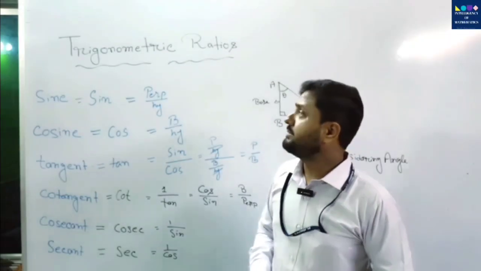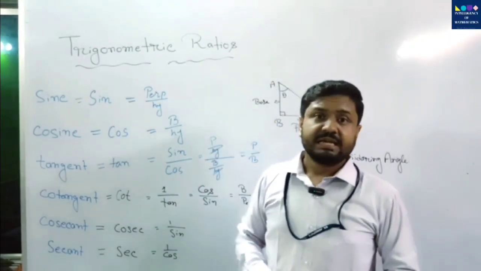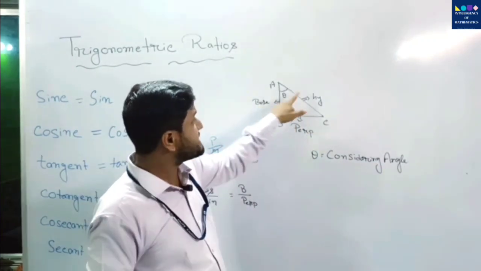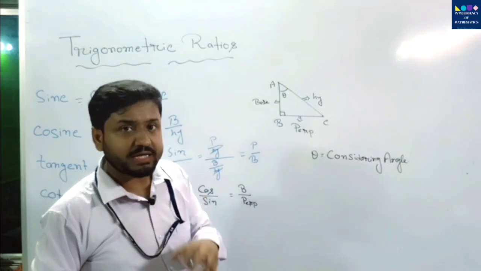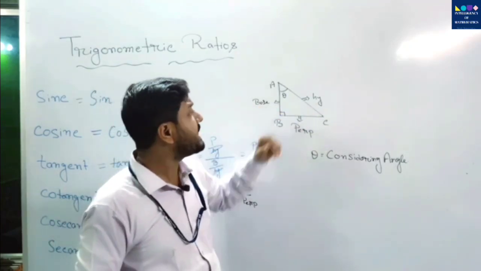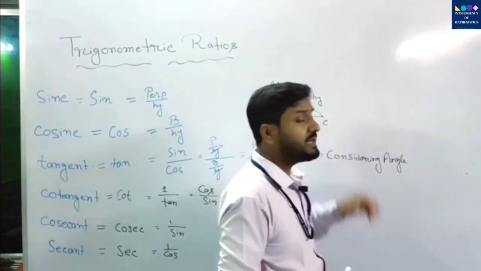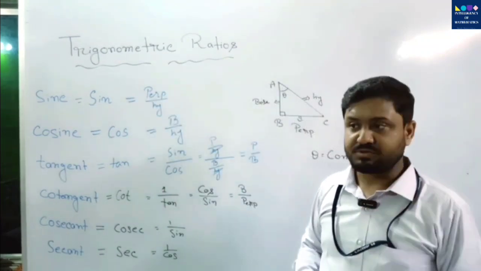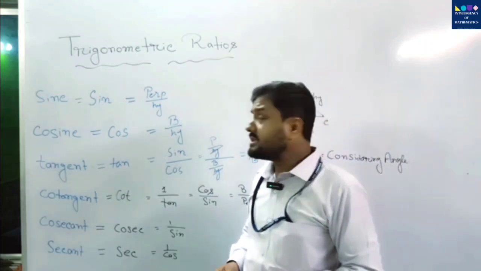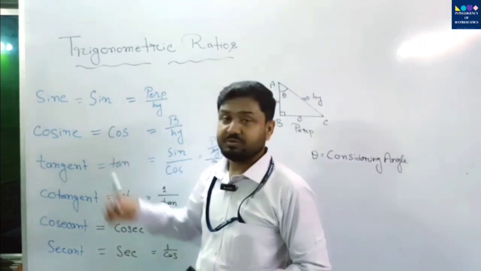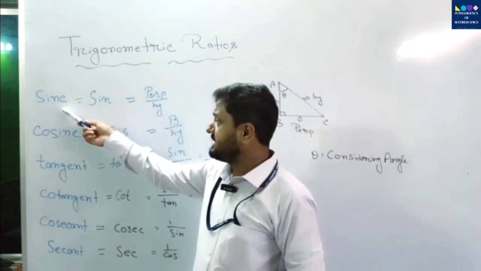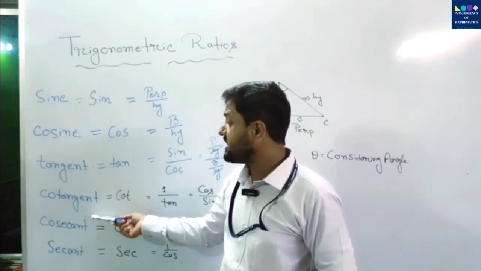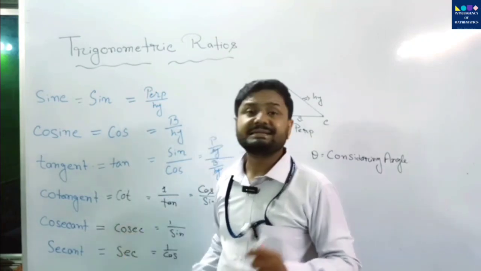Now we'll understand these trigonometric ratios. What is the meaning of trigonometric ratios? We just learned the names of the three sides of the right angle triangle. Now if we take two sides at a time and make a ratio, only then is it justified with the name of trigonometric ratios. We have 6 trigonometric ratios in total. The first one is sine, next is cosine, then tangent, cotangent, cosecant and secant.